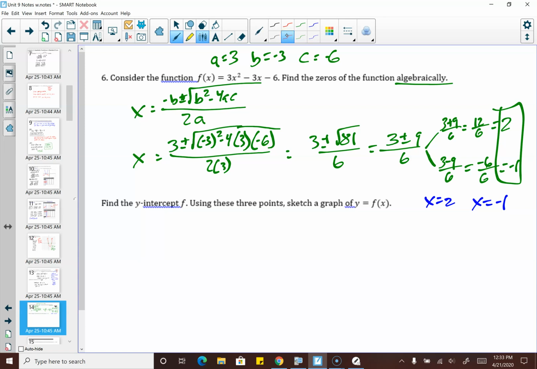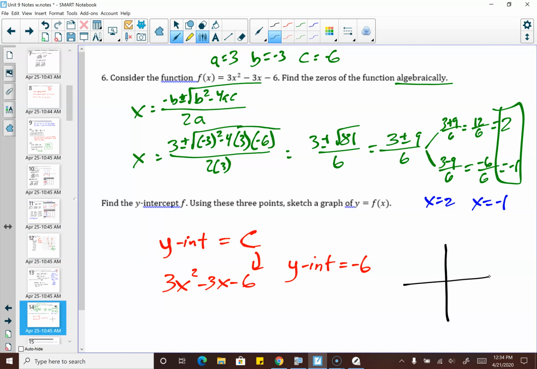Find the y-intercept of f. And then using the 2 points that we found up here, and the y-intercept, we're going to sketch the graph of y equals f of x. Okay? Well, my y-intercept is always equal to c. So if we look at 3x squared minus 3x minus 6, what is the value of c? -6. So my y-intercept is -6. All right?